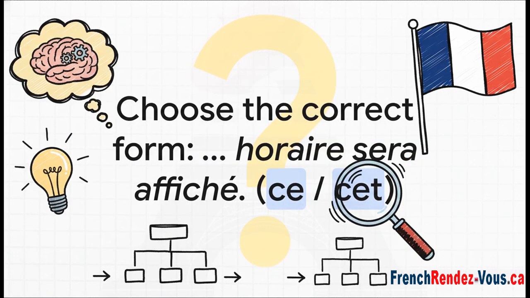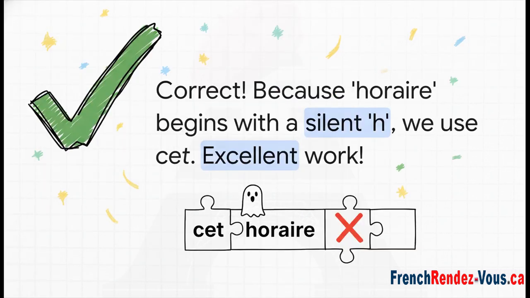All right, pop quiz time. Based on what we just covered, look at this sentence. The noun is horaire. We know it's masculine, but what letter does it start with? So which determiner do you need here? Ce or cet? Take a second to think about it. And the correct answer is cet. Of course, because horaire starts with that silent H, we need to use cet to keep the sentence flowing smoothly. Cet horaire sera affiché demain. Fantastic. You're already putting the rules into practice.